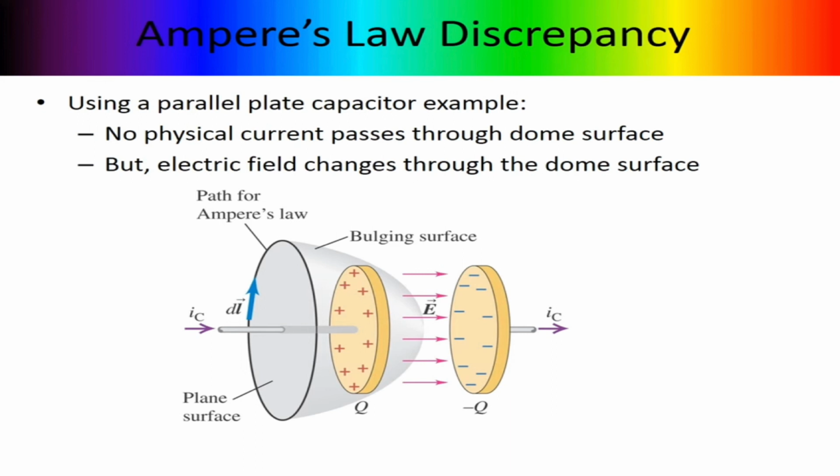Maxwell's solution was to observe that there's a changing electric field through the dome-shaped surface. So he described the notion of a displacement current, i.e. a changing electric field that also generates the magnetic field.